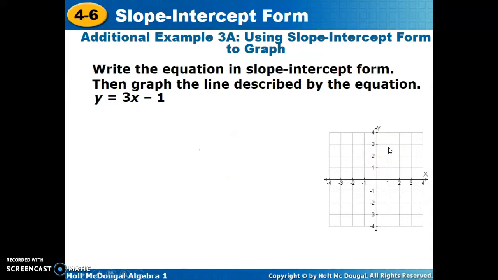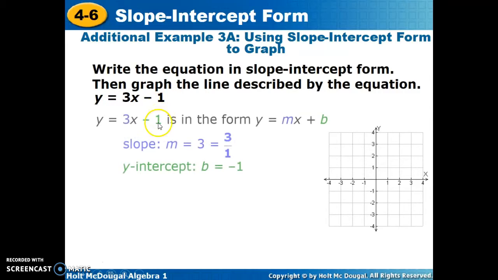Using slope-intercept form, we're going to graph the line. It says to write the equation in slope-intercept form, and then graph the line described by the equation. Well, we're going to extract what we need from our equation. It says that our slope is 3. Remember, that whole number indicates over 1, so we're going to rise 3, run 1, and our y-intercept is negative 1. We're going to start with that.